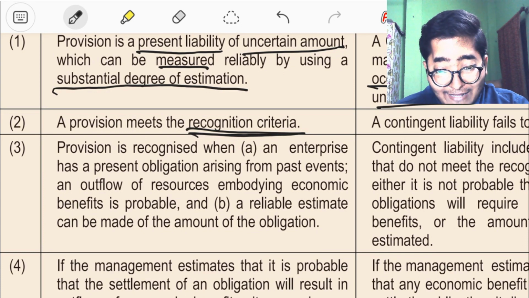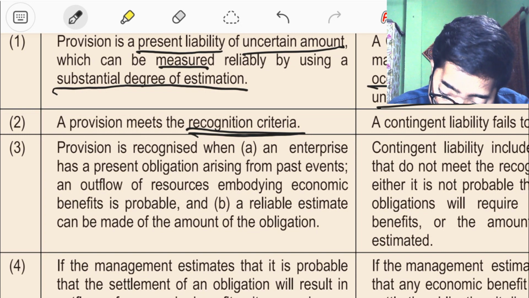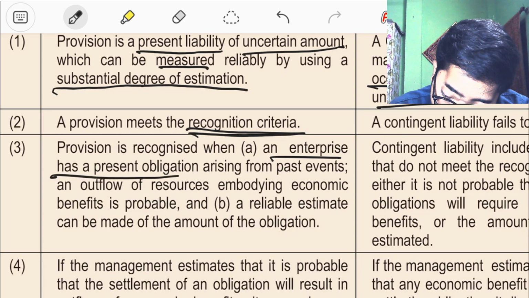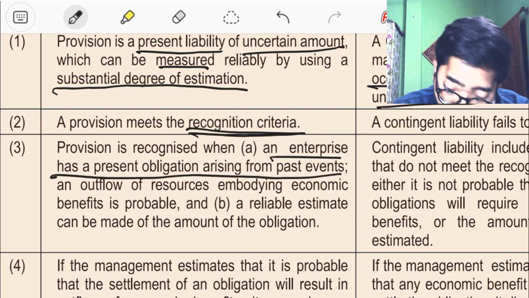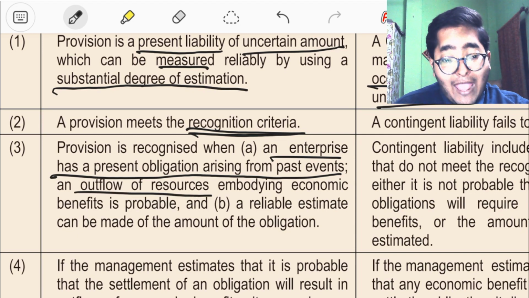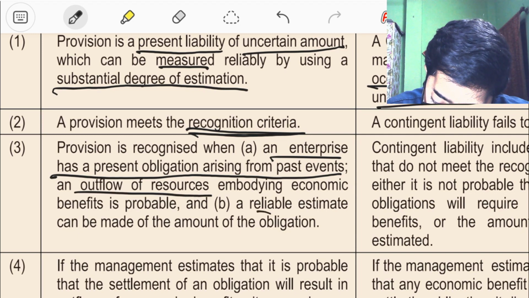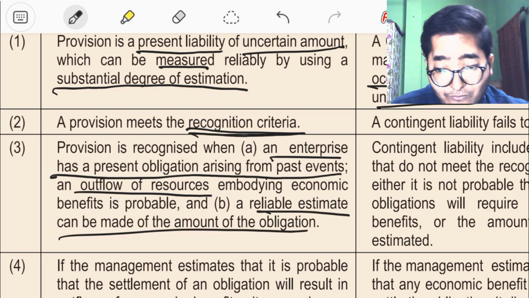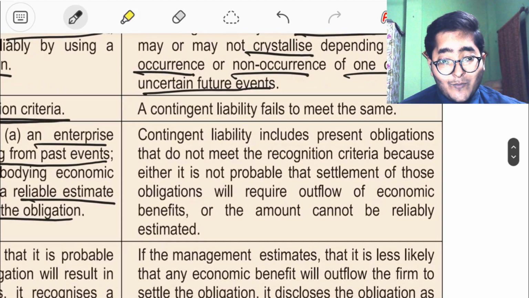Provision is recognized when an enterprise has a present obligation arising from past events, an outflow of resources embodying economic benefits is probable, and number B, a reliable estimate can be made of the amount. So we all know for a contingent liability, reliable estimate cannot be made.